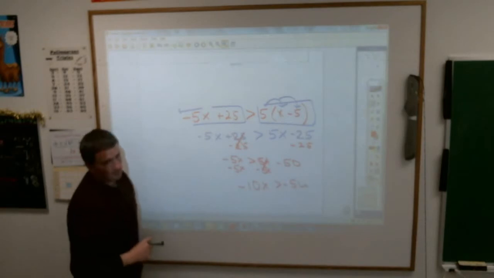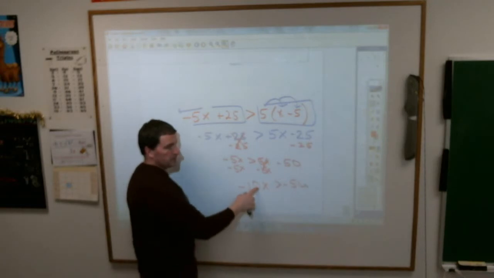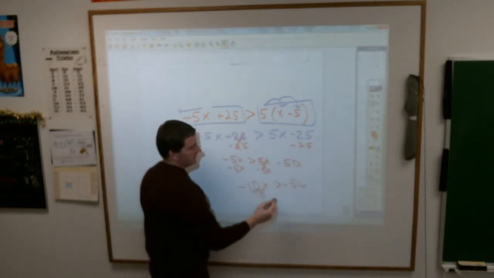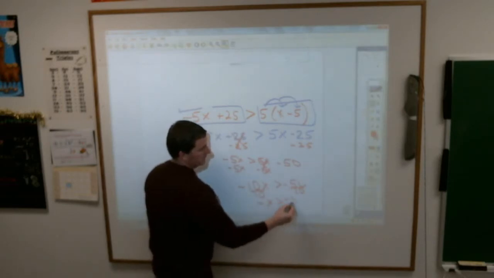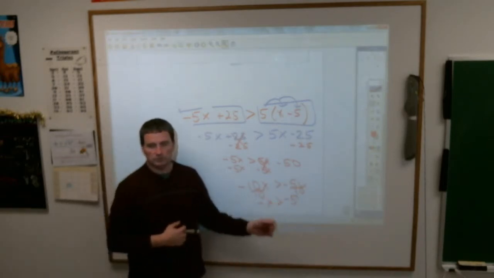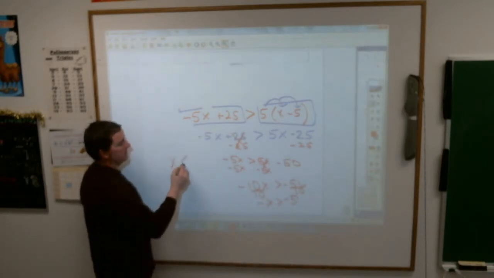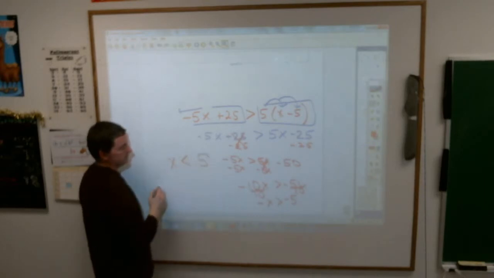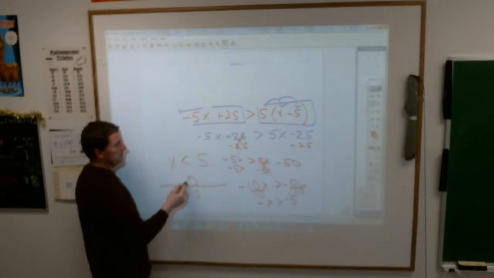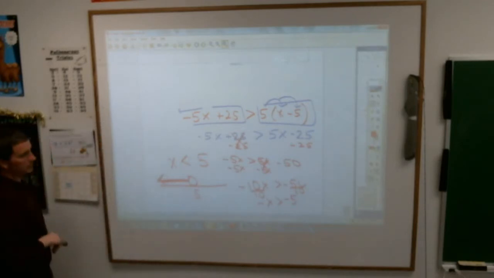Now to get x by itself, I have to divide by what's in front of the x, which is 10. So I'm going to divide just by 10. I end up with negative x is greater than negative 5. Not allowed to keep this x negative, so what do? Opposite, opposite, opposite. Positive x less than positive 5. So where there's open circle or closed, it's open because there's no equal. And that's what it would look like.